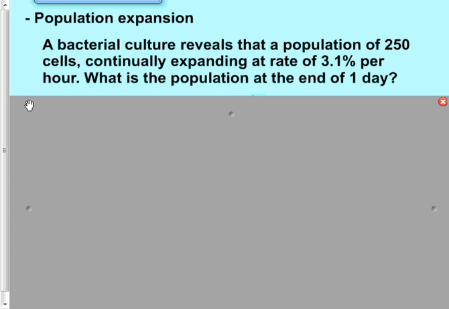This is assuming population expansion where the population is undergoing constant change, where it's growing all the time, not just at a particular time. So let's take a look at an example that might go along with a continuous population expansion. A bacterial culture reveals that a population of 250 cells is continually expanding at a rate of 3.1% per hour. Sorry, I think I've got a grammar issue in that first sentence. But anyway, what is the population at the end of one day?